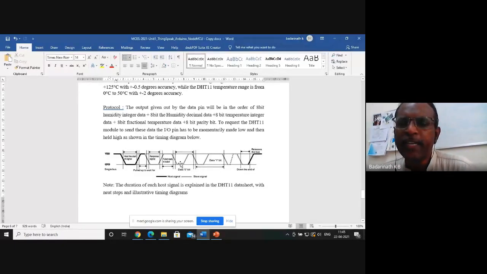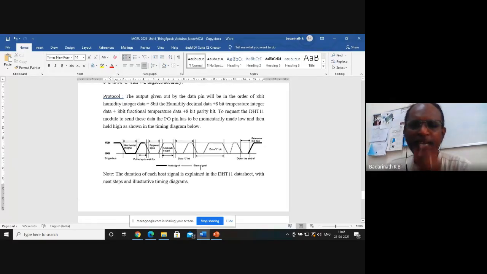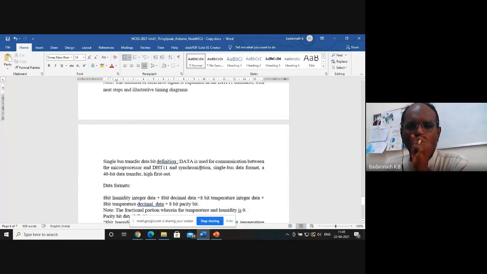Now, how many bits of data does it send? 40 bits of data. That means in the 40 bits of data, it embeds the humidity, the temperature, and also the parity, and then sends the data back to the RPi. We will understand how that 40-bit data is arranged.